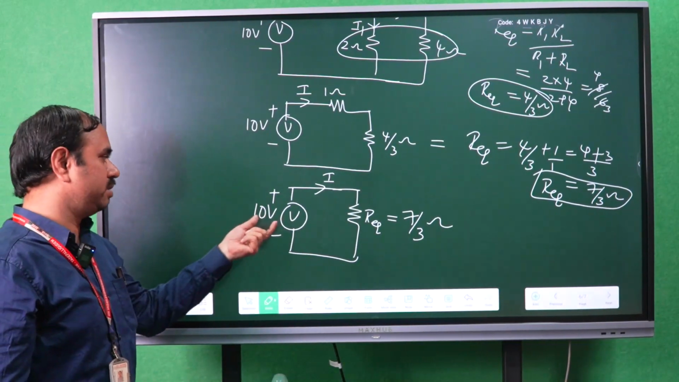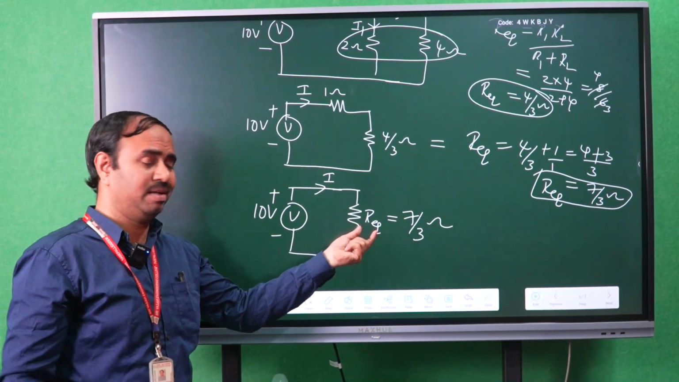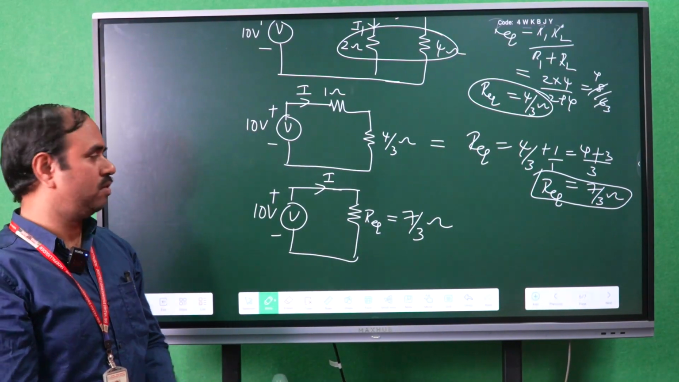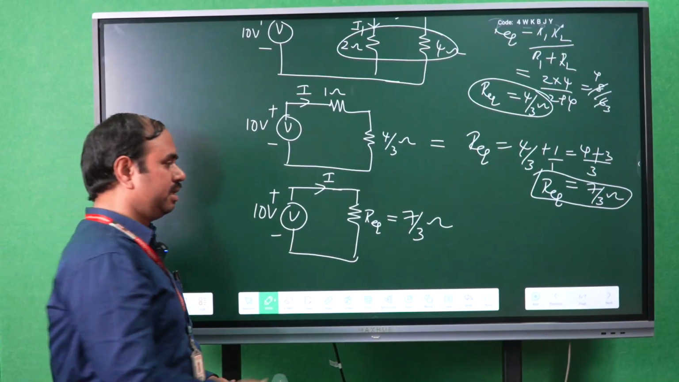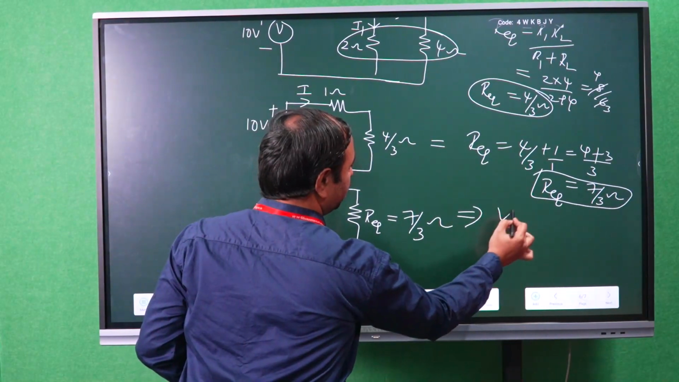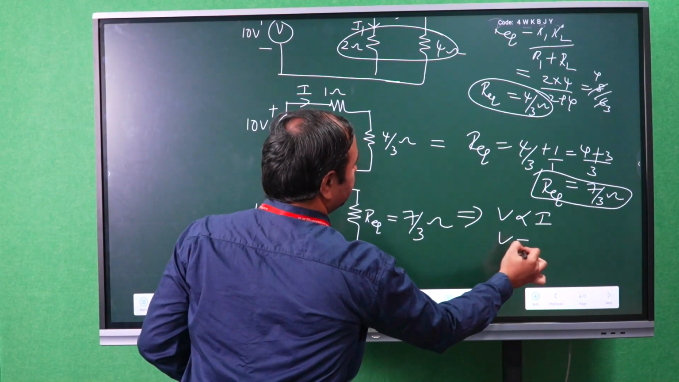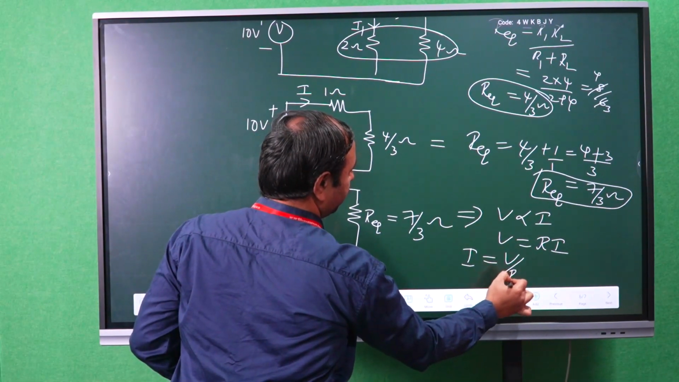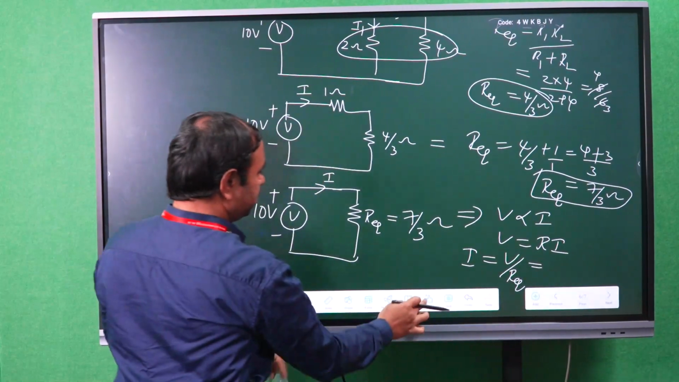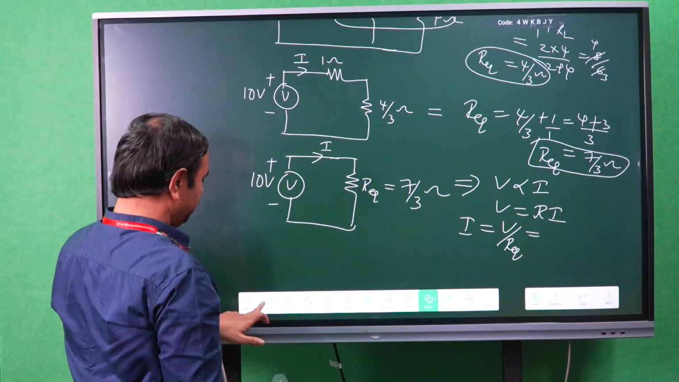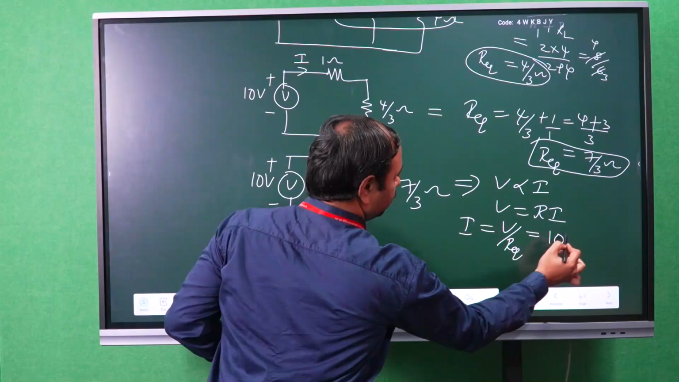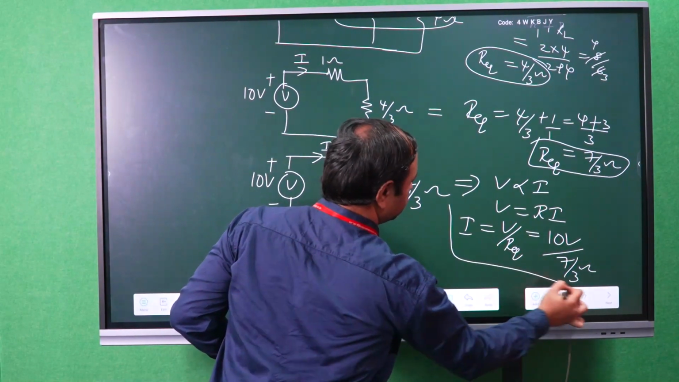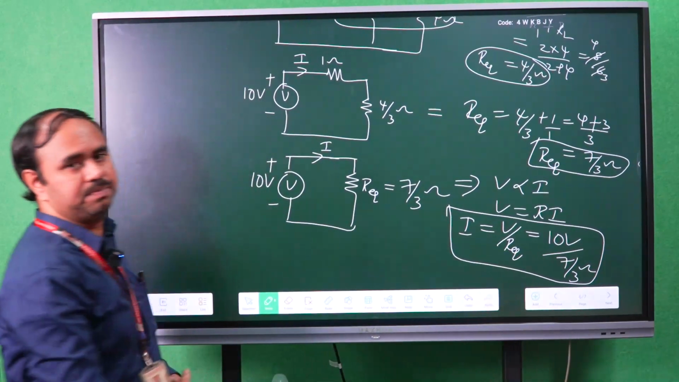So the total voltage is 10 volts and the equivalent resistance is 7 by 3 ohms. From this, you have to calculate current I. According to Ohm's law, V is directly proportional to I, so V is equal to RI. So I is equal to V by R equivalent, which is 10 volts by 7 by 3 ohms. So this is the current.